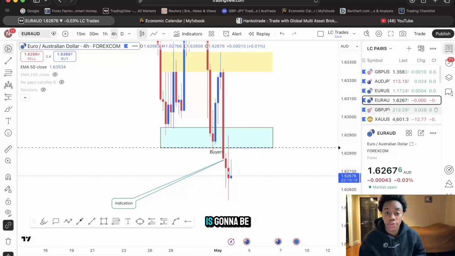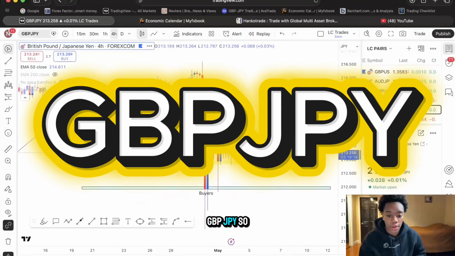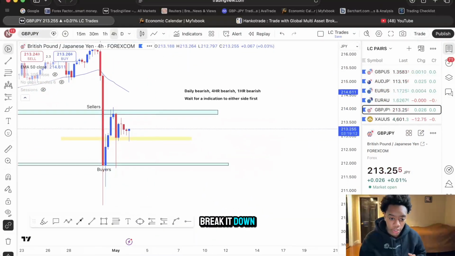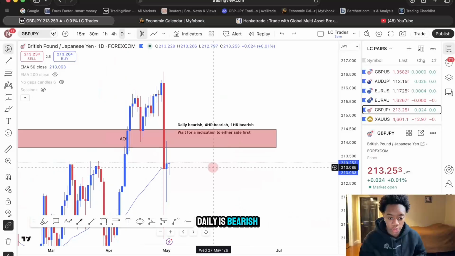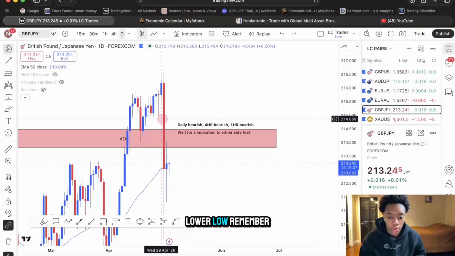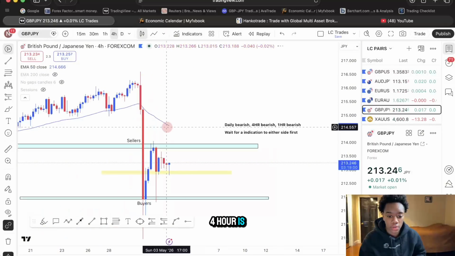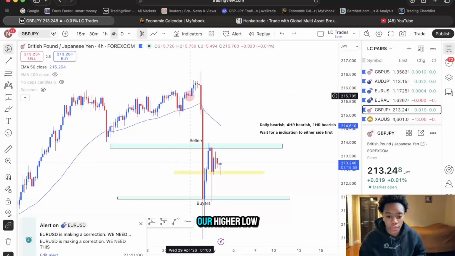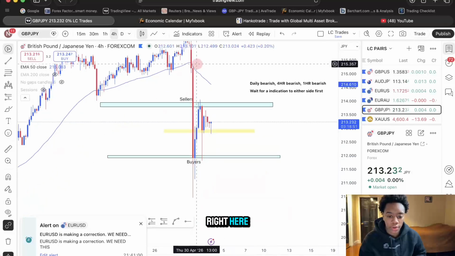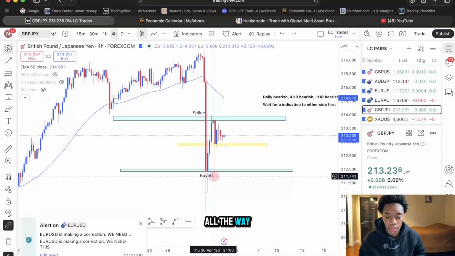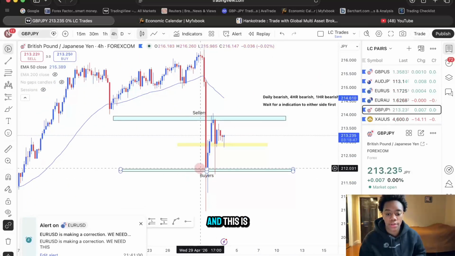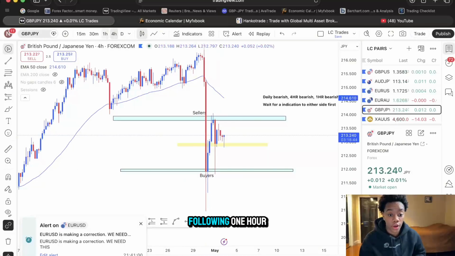All right, next pair is going to be GBPJPY. So break it down first. Daily is bearish. We have our lower high, lower low. Remember, this was a previous higher low. We broke that with this huge candle, so we are now bearish. 4 hour is bearish. Higher low, higher high. This higher low got broken with this huge candlestick right here, and we tanked all the way down here. So this is now our lower high, and there's our lower low. Perfect. I hope you're following.